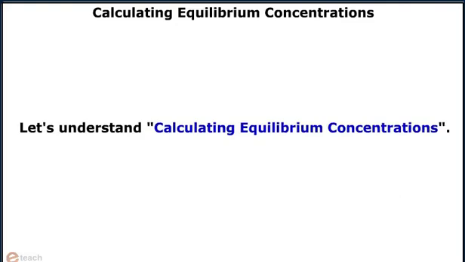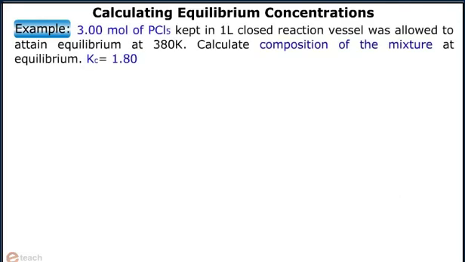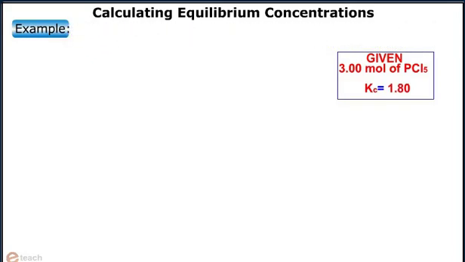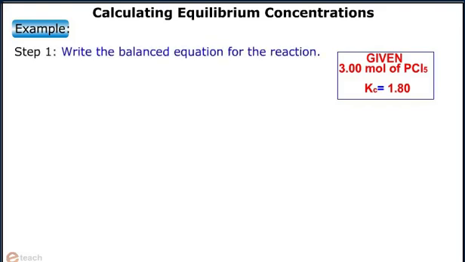Calculating equilibrium concentrations. Let us understand calculating equilibrium concentrations by taking an example. 3 mole of PCl5 kept in a 1 liter closed reaction vessel was allowed to attain equilibrium at 380 Kelvin. Calculate the composition of the mixture at equilibrium. Kc is equal to 1.8 and the initial moles of PCl5 is equal to 3. Now moving on to the solution.